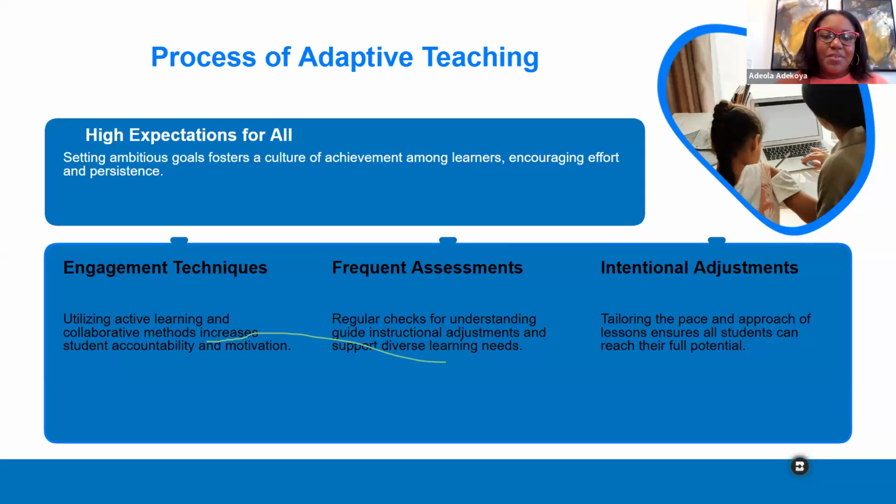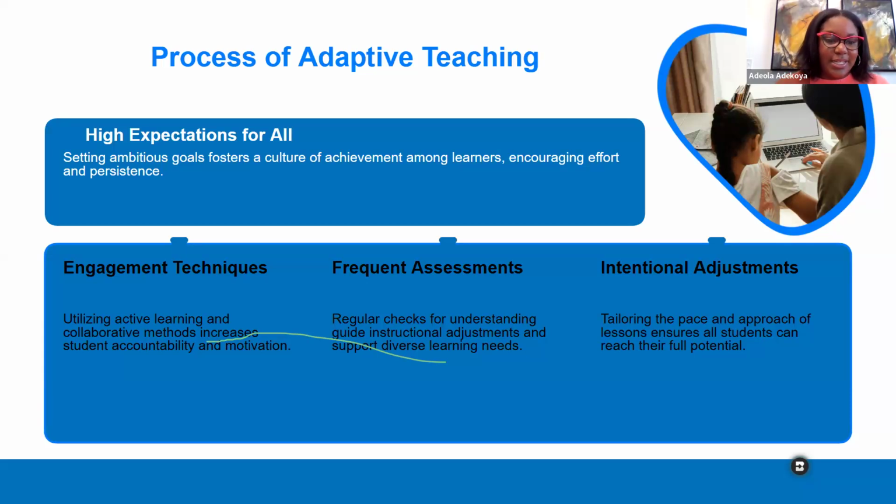All right, so the process of adaptive teaching, the big thing that we're remembering again is we have the learner in mind. We cannot say that we have done any teaching if there's no learning taking place. Having high expectations for all of our students, setting ambitious goals, and also providing scaffolding while we're fostering a culture of achievement amongst learners and encouraging effort and persistence.